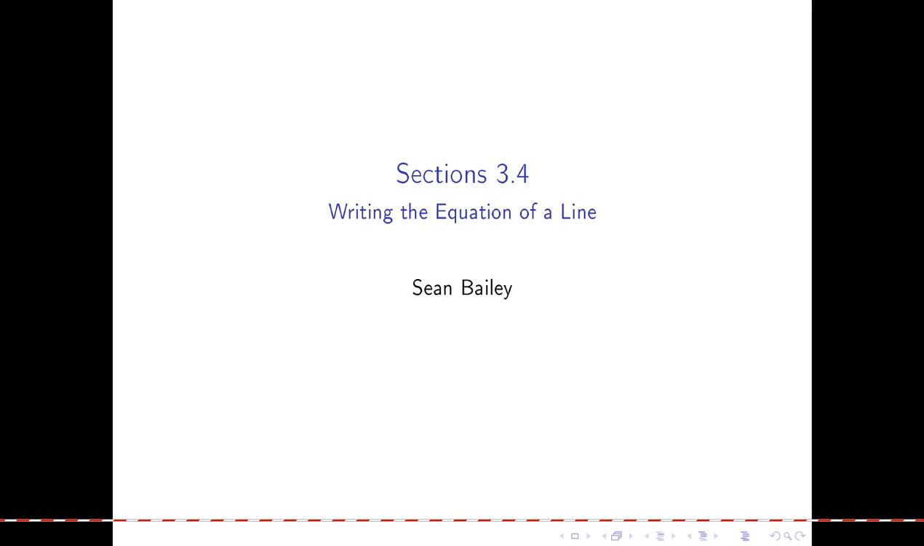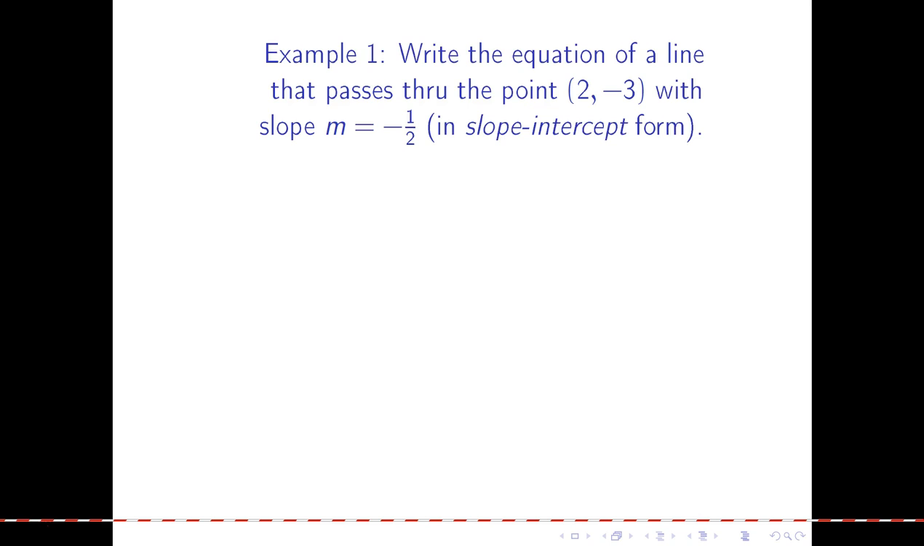Welcome to section 3.4, writing the equation of a line. Now, we're going to go through these, and all of these examples, I'm starting with this first one. Notice it's employing slope-intercept form, so it's writing the equation of a line.